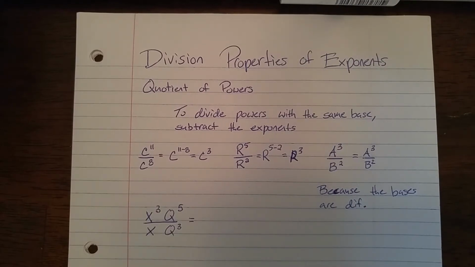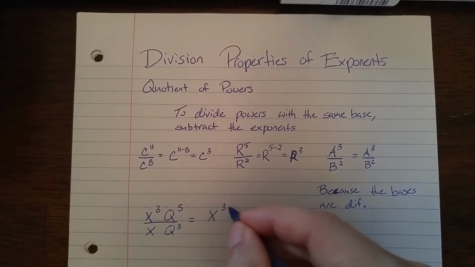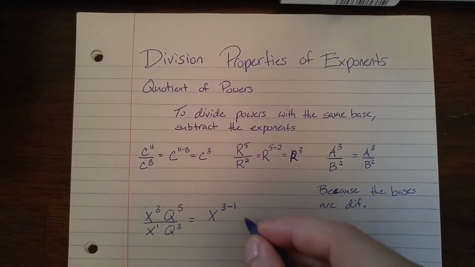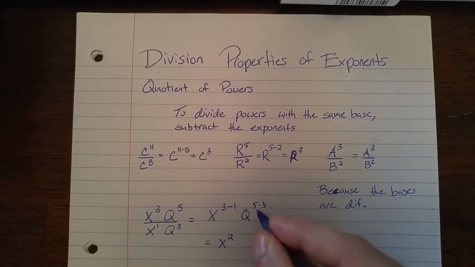So let's take a look at one a little bit more complicated. I've got x to the third q to the 5th over x q to the third. Well, for the x's, I've got the same base on top and bottom. So x to the 3 minus, and do you remember what exponent goes there? If there's nothing written, it's a 1. 3 minus 1. And then for the q's, 5 minus 3. 3 minus 1 is going to be 2. And 5 minus 3 is going to be 2. Make sense?